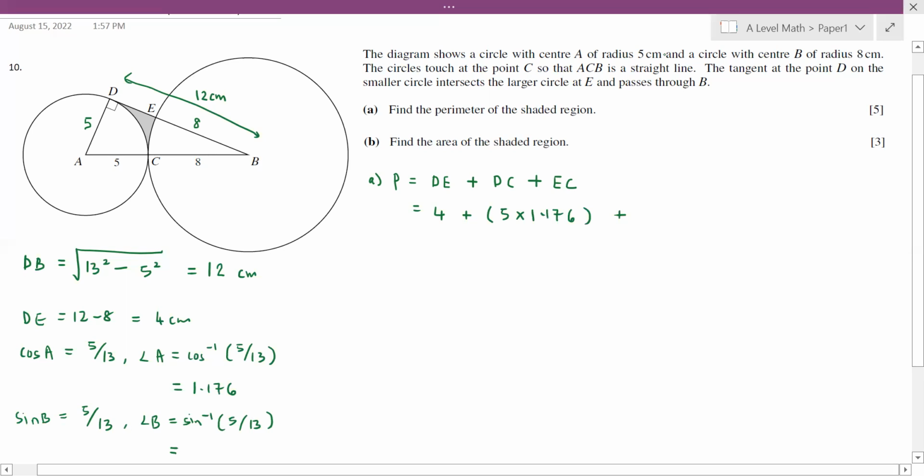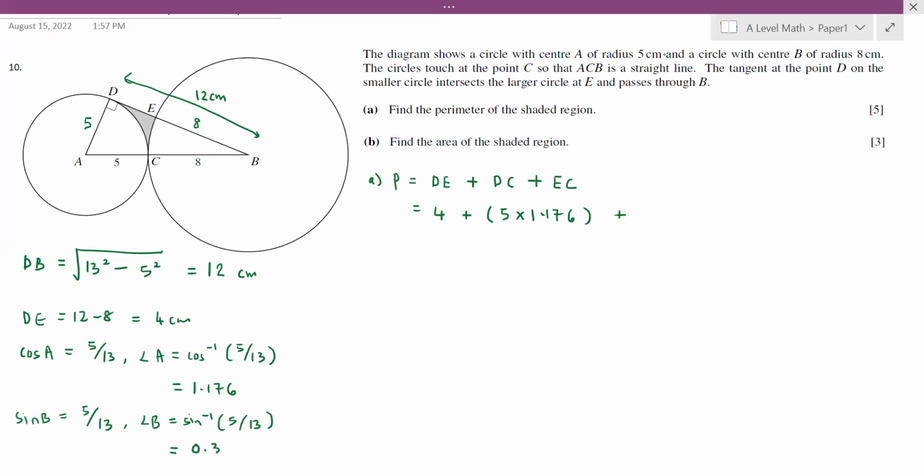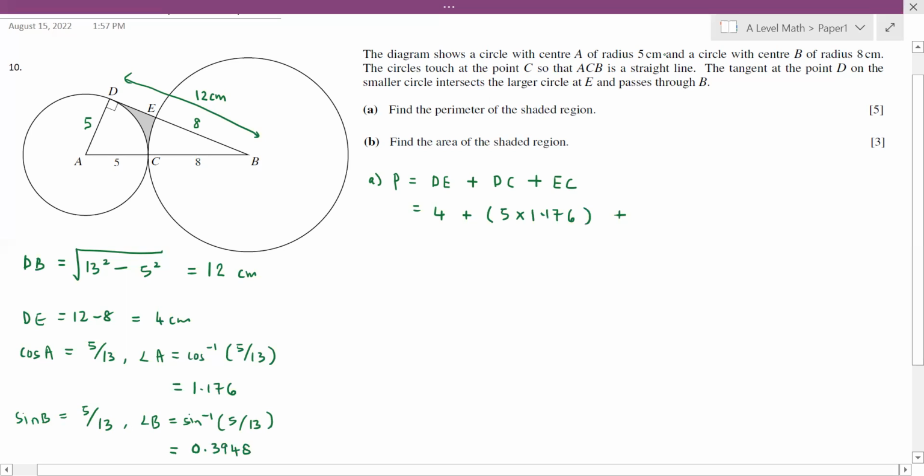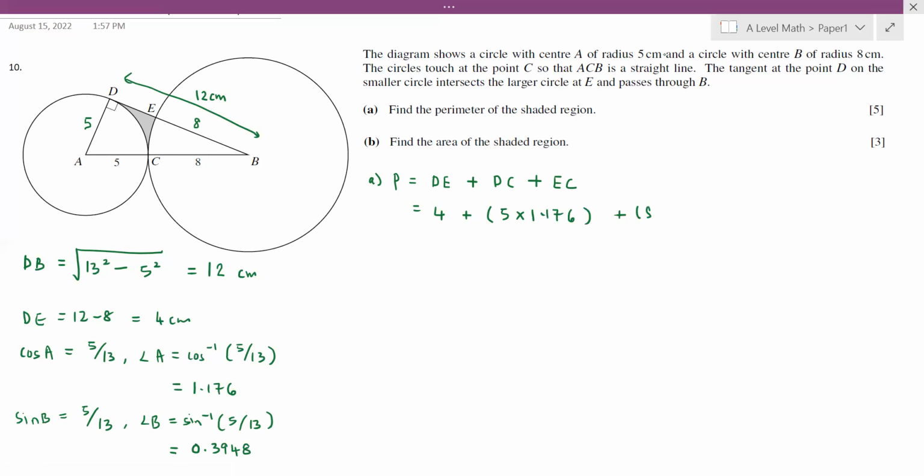Use the radian mode in your calculator, and we have angle B equals 0.3948. Then the arc length EC is 8 times 0.3948. So we do the computation here, and we have 13.0384 centimeters.